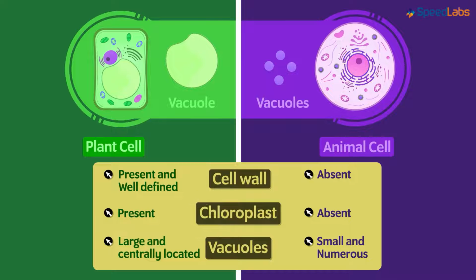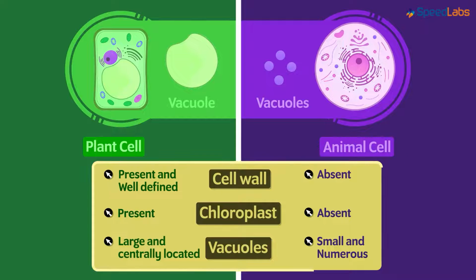Apart from these, there are several other differences in these two cells. But we will have a look at them in our higher grades. For now, you tell me, is classification of cells done only on these bases? Are there only two types of cells? Plant cells and animal cells? Think for a moment. The answer is a definite no.